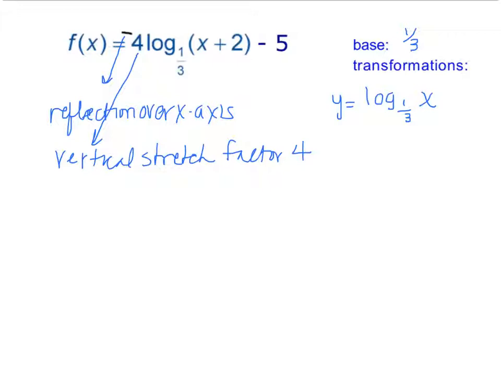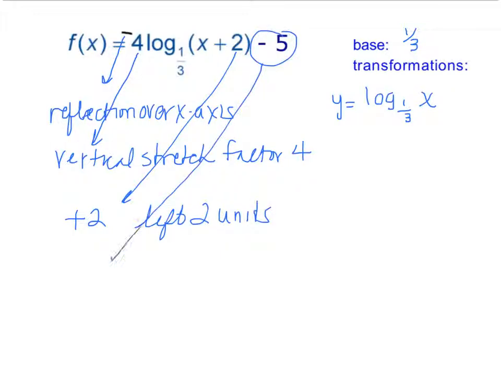This plus 2 is going to the left 2 units. And then finally, minus 5, it would be down 5 units.